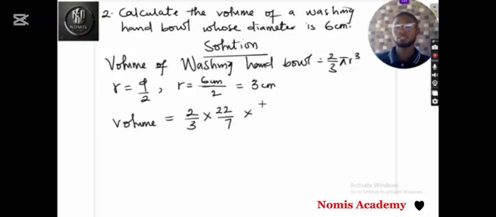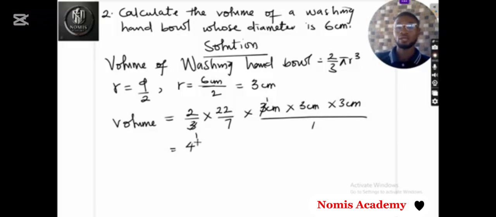3 centimeter multiplied by 3 centimeter multiplied by 3 centimeter all over 1. So I can simply say 3 here 1, 3 here 1. So I'm left with 2 times 22, and that is 44, multiplied by 3 times 3 is 9. I have centimeter in 3 places, so 9 centimeter cube, all divided by 7.